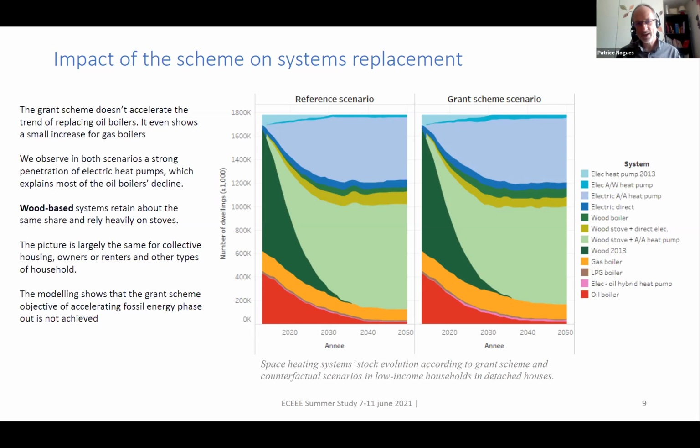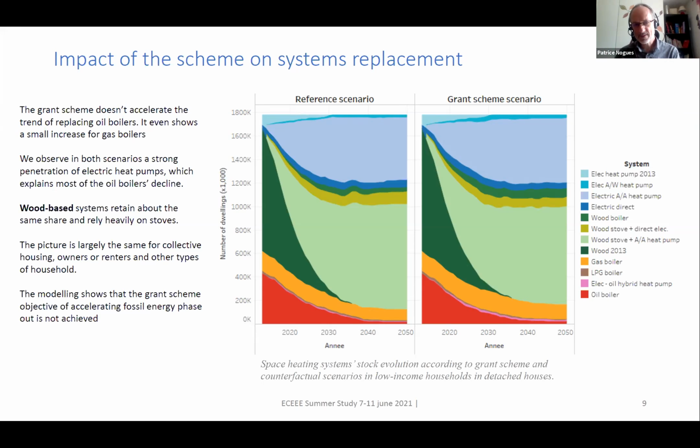We see, thanks to the modeling, a big penetration of heat pumps, but most of them would be air-to-air heat pumps because they are cheaper, and also they are out of the scheme. You don't have grants for air-to-air heat pumps because in France the government fears that people use them for air conditioning.